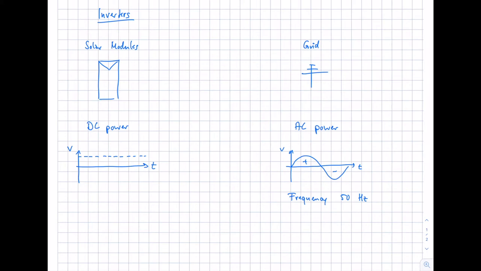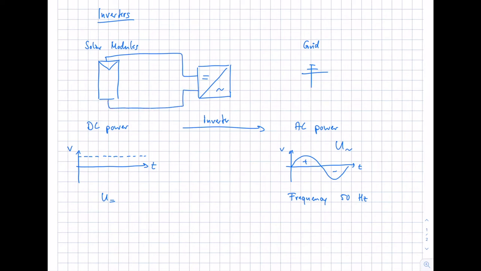So what we now need is a device between the solar modules and the grid, which converts the DC power to the AC power, and this is the inverter. On the left-hand side, the symbol for the DC power is typically this sign, U equal. And the symbol for the AC voltage on the right-hand side is this icon. The inverter is able to convert the DC power to AC power, so that we can connect our solar modules to the inverter, and then connect our inverter to the grid.